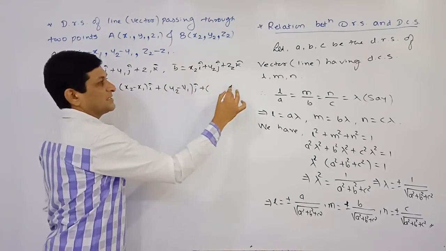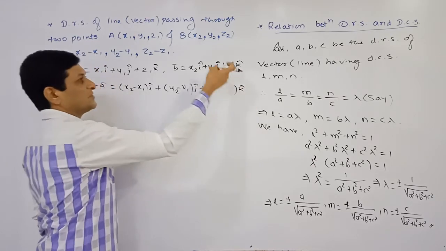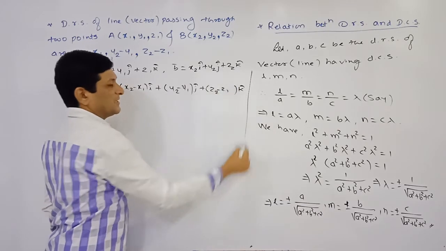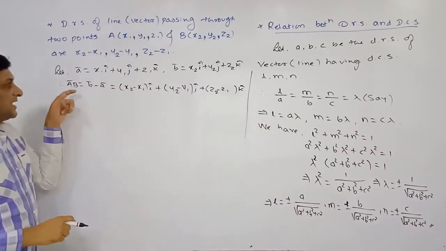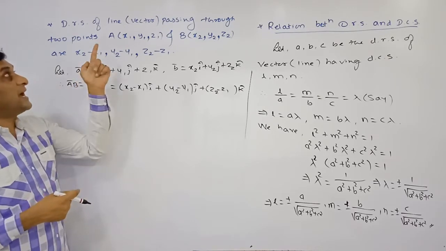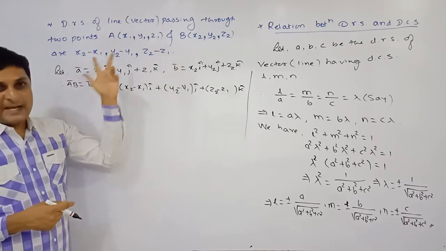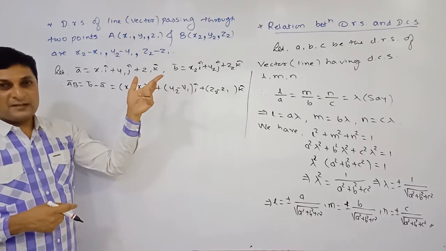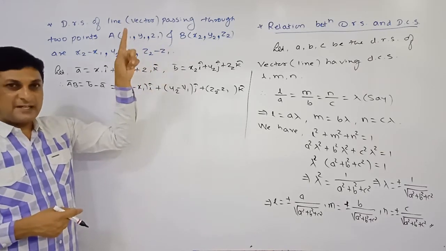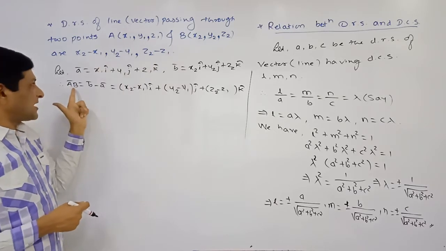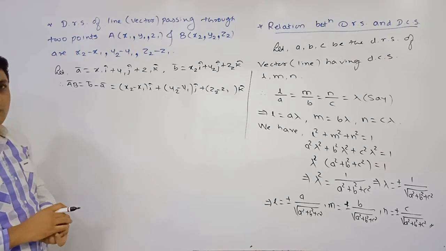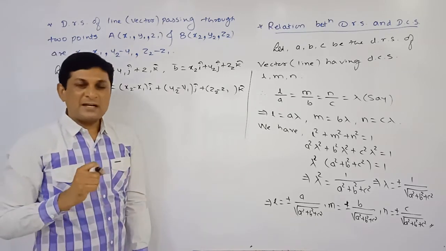And lastly, collect the terms of k cap. What will their coefficient be? z2 minus z1. Okay. Now this AB bar is nothing but what? One vector along which line? Along line AB. If a line passes through 2 points, which are the 2 points here? A and B. So we can say it is line AB, and one vector along that line is AB bar.